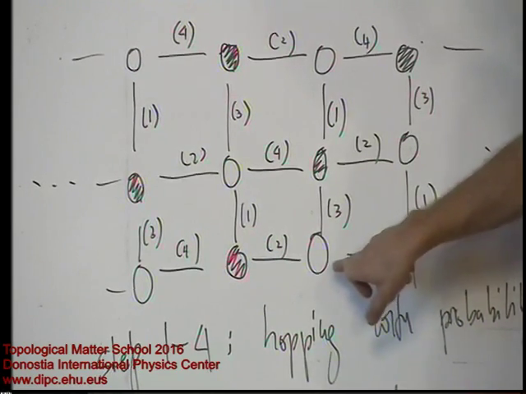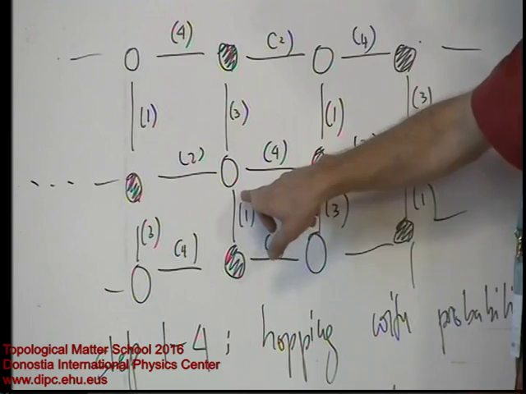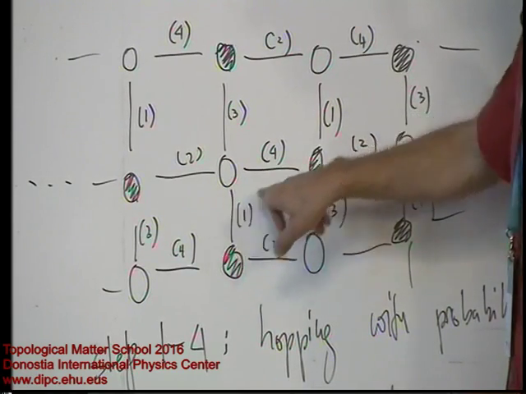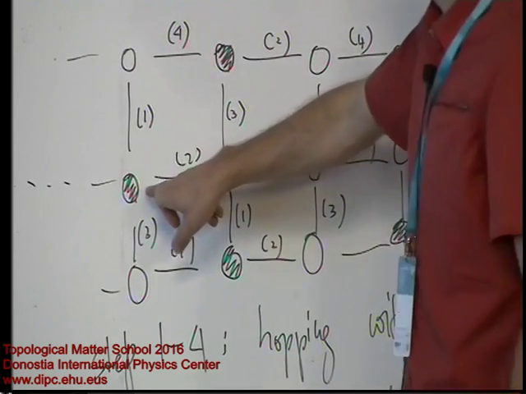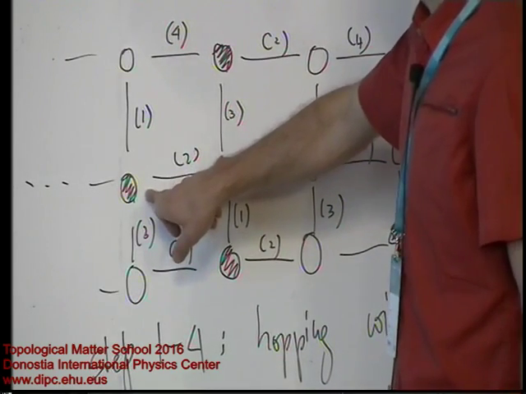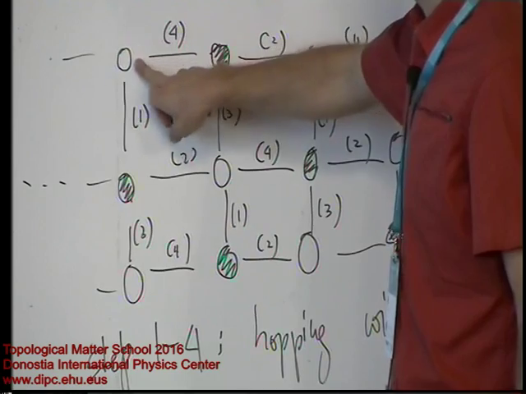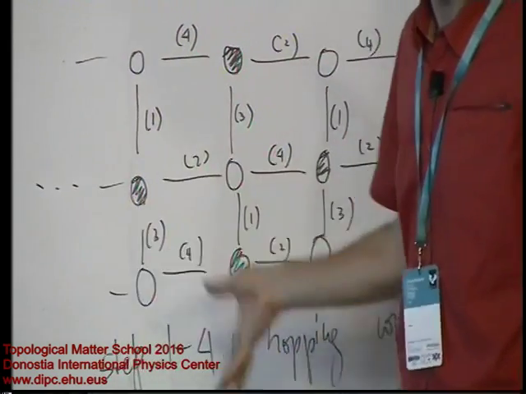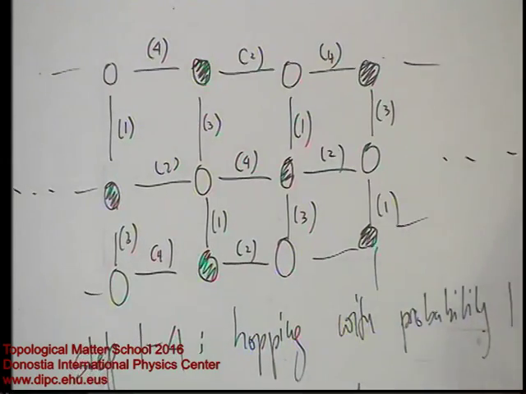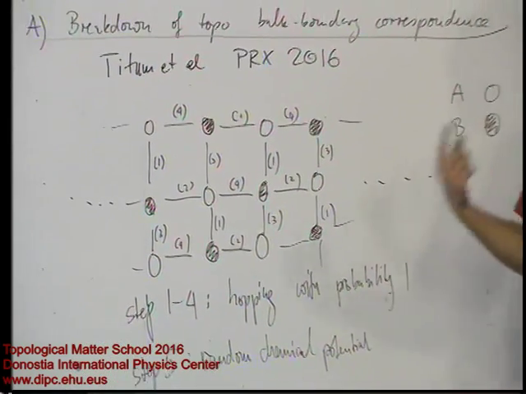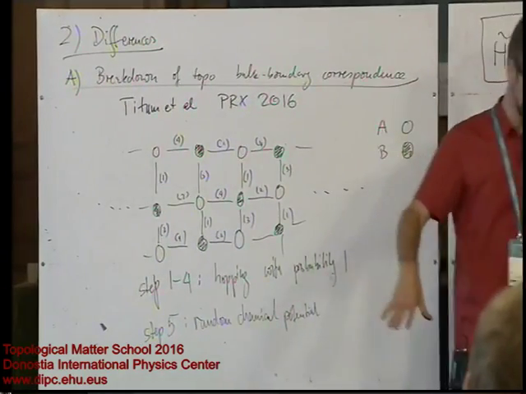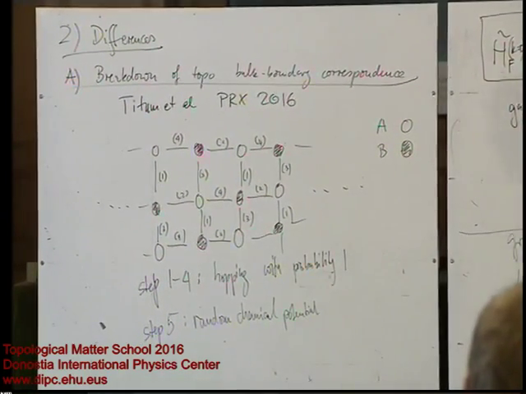You can convince yourself that this happens everywhere, because even if I started from a black site, I would go up in the first step. Then there would be a 2 here. I would also go around. So no matter where I start, I'll do a counterclockwise circle on one plaquette. Then I put down this chemical potential, and boom, I'm just localized.